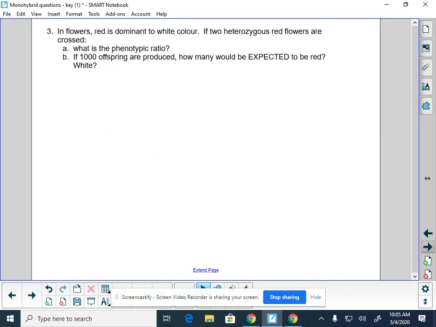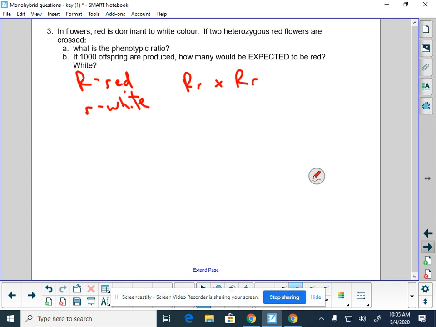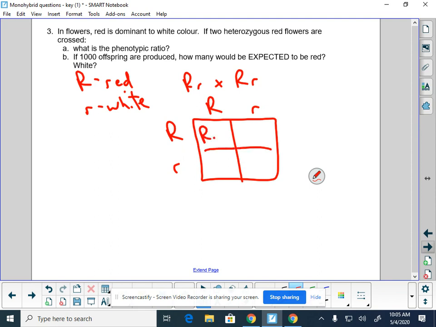Question 3. In flowers, red is dominant to white. Legend. Big R, red, little r, white. If two heterozygous red flowers, heterozygous, big R, little r, times big R, little r, Punnett square, fertilize it, big, little, little. What is the phenotypic ratio? They're not asking for genotypic this time, just phenotypic.